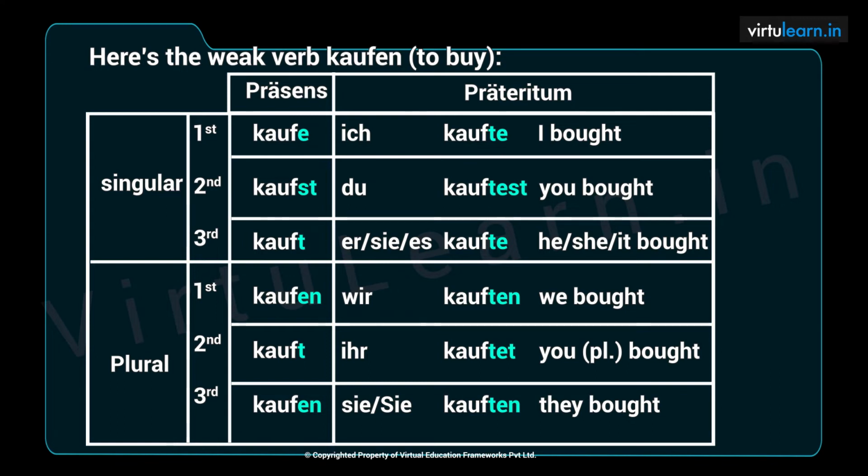I will repeat the conjugation of preteritum once again. Ich kaufte, du kauftest, sie, es kaufte, wir kauften, ihr kauftet, sie kauften. If you look at this table, the endings are highlighted for better understanding. Compare and see the conjugations, how they are done in present and preteritum.